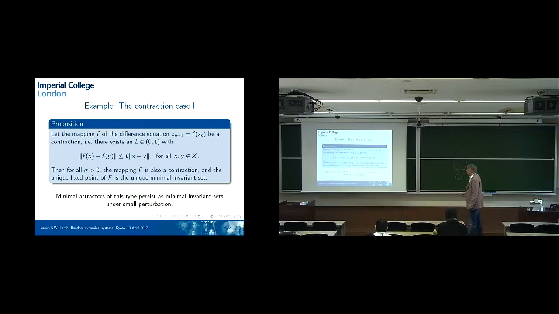Okay, so a simple example, quite elementary, but quite important. Let's assume that our mapping f, which is underneath this system, is a contraction. That means that we have a Lipschitz constant with this property, and the statement is that for all sigma positive, the mapping capital F, which is basically this sigma expansion of the map little f, is also a contraction on K(X) with the Hausdorff metric. And the unique fixed point of f is the unique minimal invariant set. So minimal attractors of this type persist as minimal invariant sets under small perturbation if there's a contraction. That's kind of obvious.